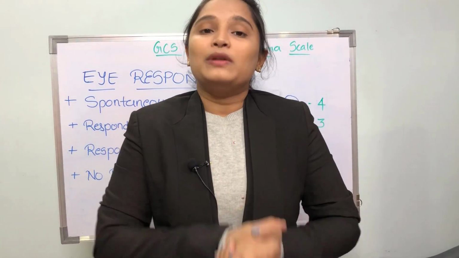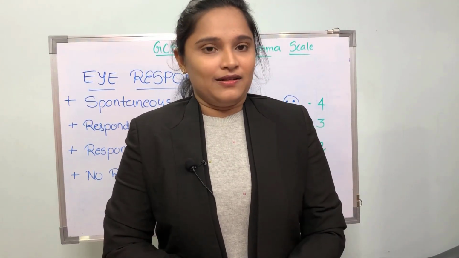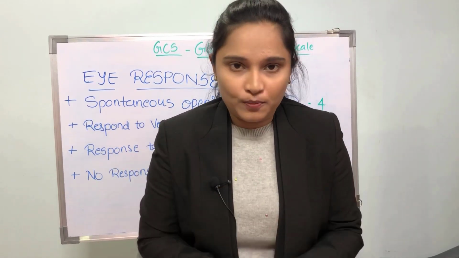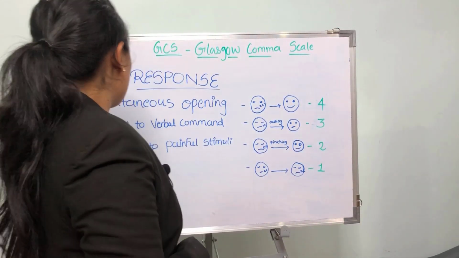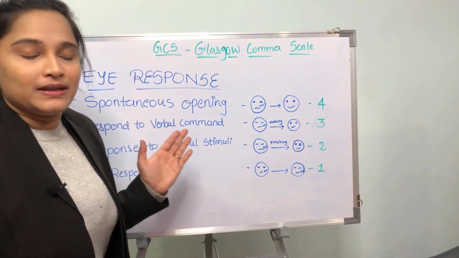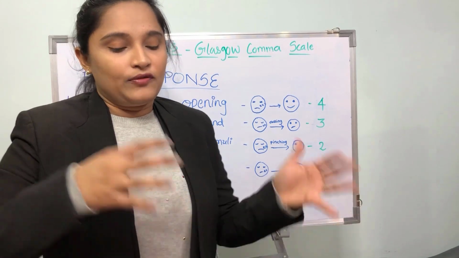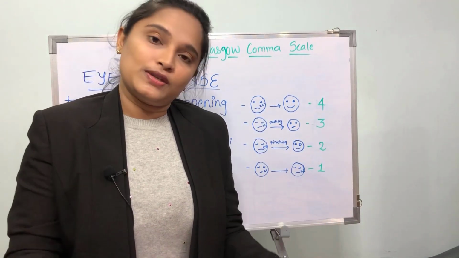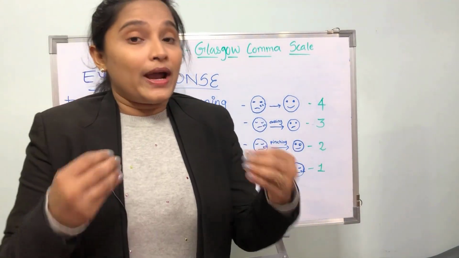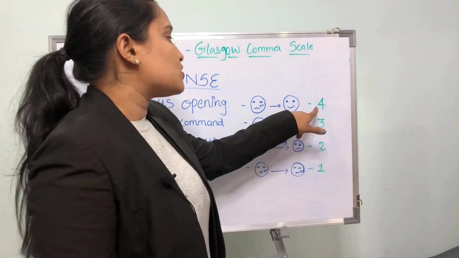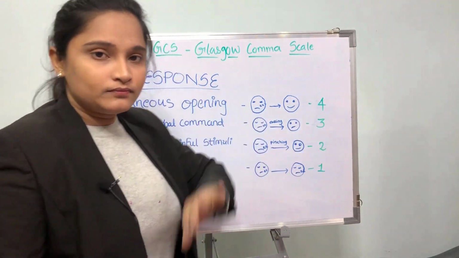Okay, so let's see each component in detail. First is eye response. Eye response has 4 points. First is the spontaneous opening. If the patient is opening the eyes frequently, opening the eyes or closing the eyes when you enter the patient's room and the patient will open his eyes, the score will be 4.